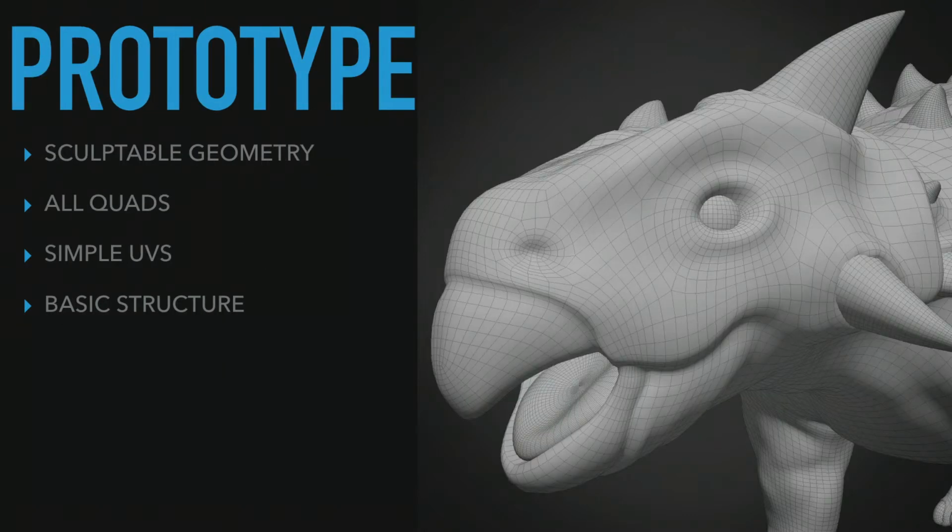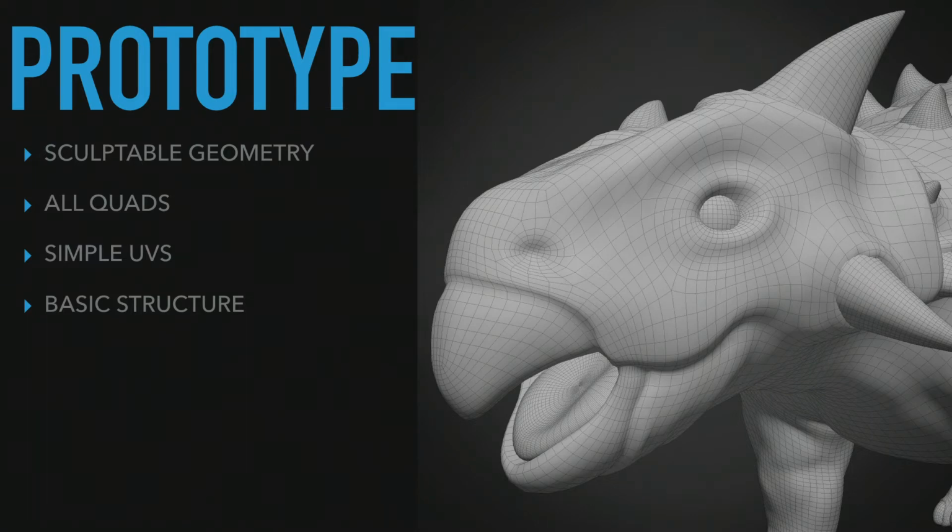Now we need to start throwing this into the prototype stage where we do care about the geometry and we do care about how all of these polygons are working together to create a digital representation of our sculpture. Okay, so we need to create sculptable geometry, which equals all quad polygons, so no triangles. This is a good-looking piece of geo, right? It's not 46 million polygons. It's a medium resolution, if you will.